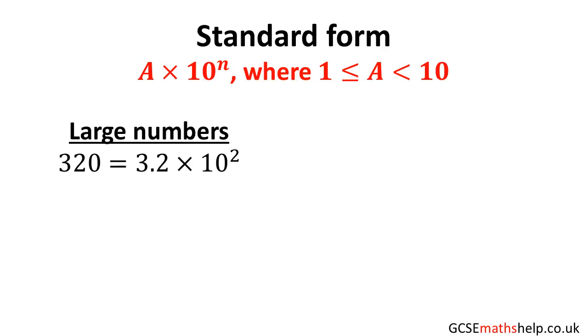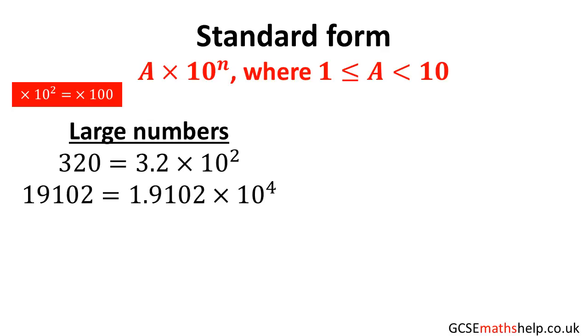If we've got a number like 320, what we do is we move the decimal place to be just after the 3, so it fulfills the criteria of being between 1 and 10. Then we think, what do we need to multiply this number by to give it back the 320? And since we have 100, timesing by 100 is the same as timesing by 10 squared, we've now got it in the right form for standard form.